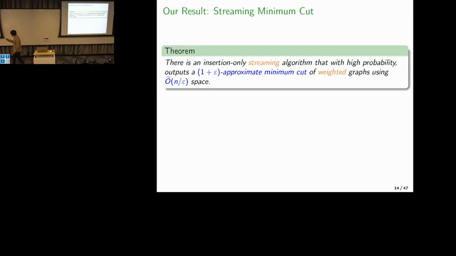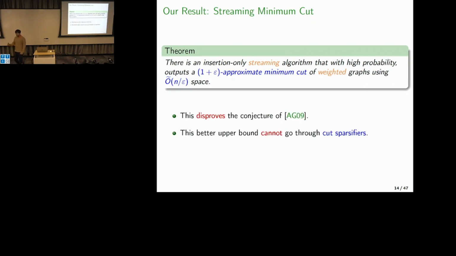So we show that you can solve the 1 plus epsilon approximate min cut problem in n over epsilon space. So we're able to shave off one epsilon factor in the space bound. And note that this is on weighted graphs, but we can just think of unweighted graphs for this talk. Okay. So everything up till here makes sense? Okay, good. All right. So this disproves the conjecture of Ahn and Guha.